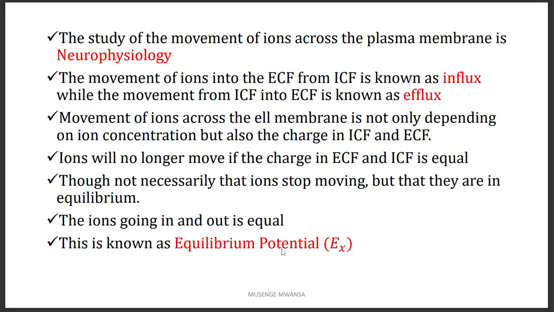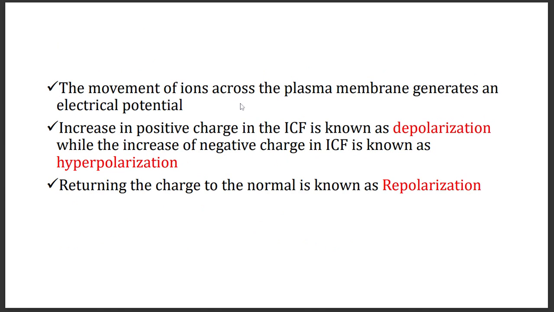So what is equilibrium potential? Equilibrium potential is simply the equilibrium that is reached when the number of ions going inside the cell and the number of ions coming out of the cell are equal. In other words, the influx and efflux of ions is equal. Right. So the movement of ions across the plasma membrane generates an electrical potential. When ions move across the plasma membrane, voltage is produced.